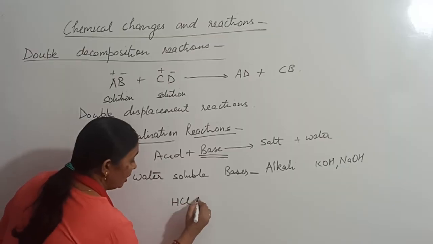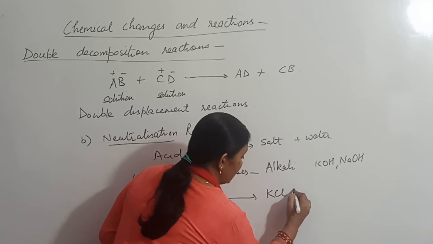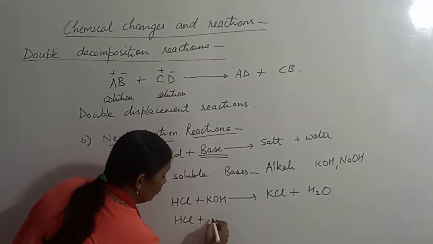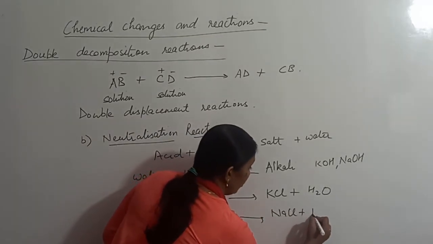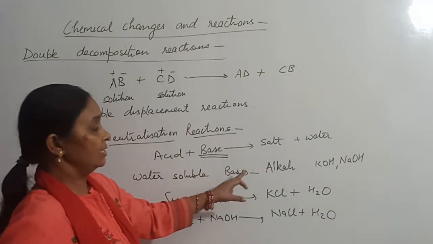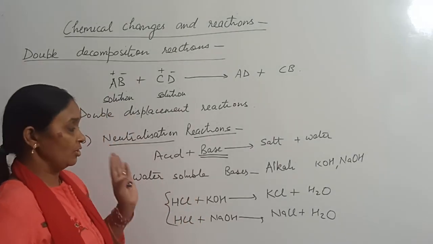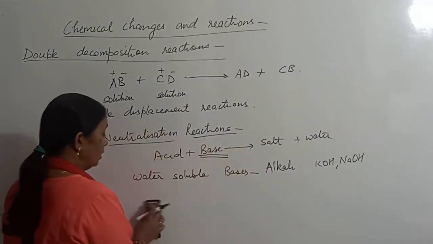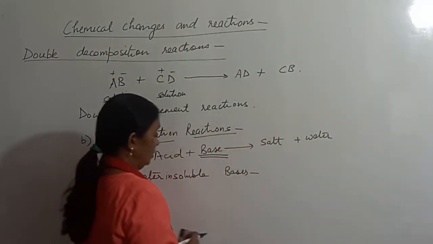Acid HCl reacting with alkali KOH gives salt KCl plus water. Acid HCl reacting with alkali NaOH will give NaCl plus water. So these are the two reactions where water soluble bases, that is alkalis, react with acid and are called neutralization reactions. Now next we will see the reactions in which water insoluble bases react with acid.